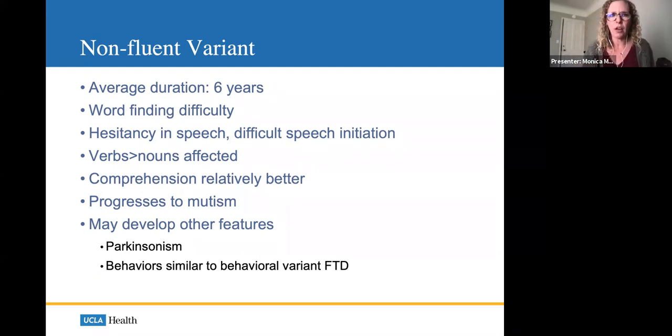People with this variant often progress to mutism, where they just don't speak anymore. And then they also may develop other features, such as some Parkinsonisms, which we'll talk about later. And then they have some of the behavioral problems that are similar to the behavioral variant of frontal temporal dementia.